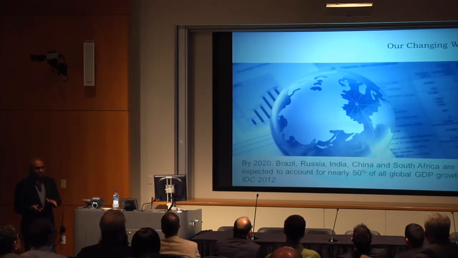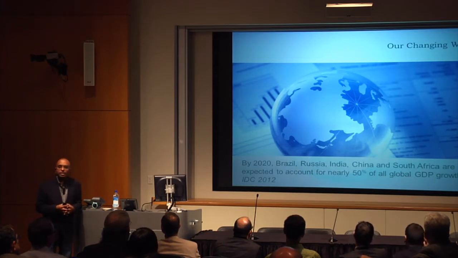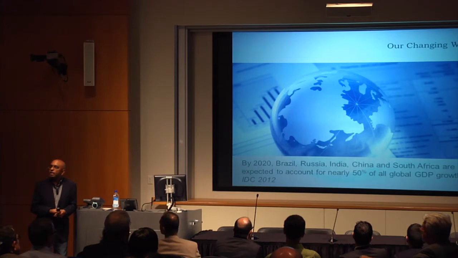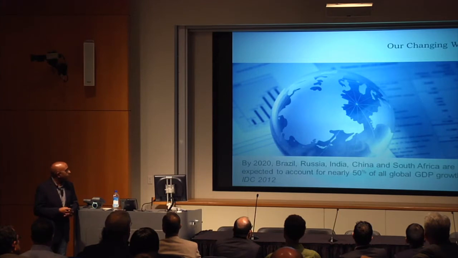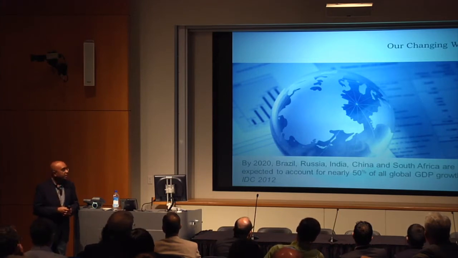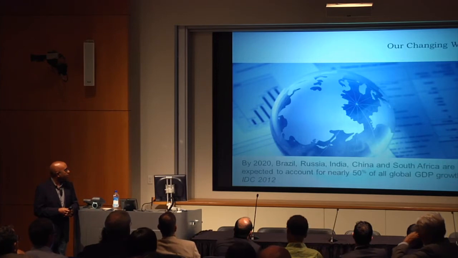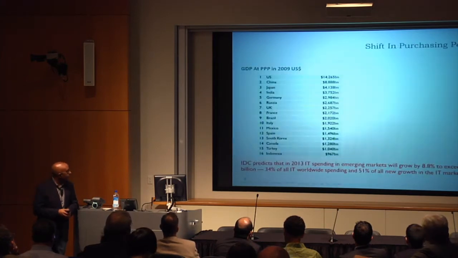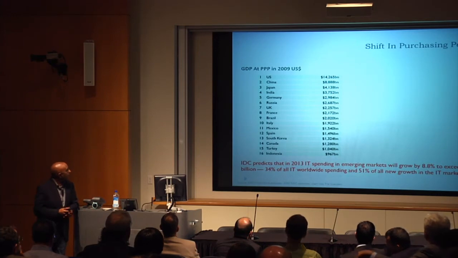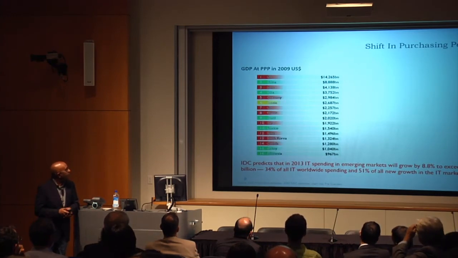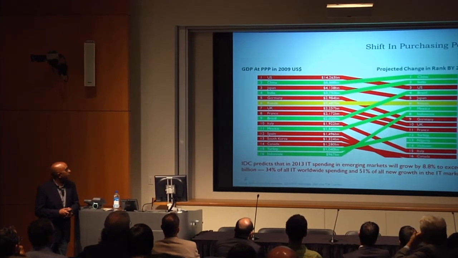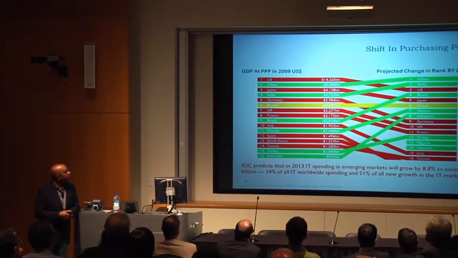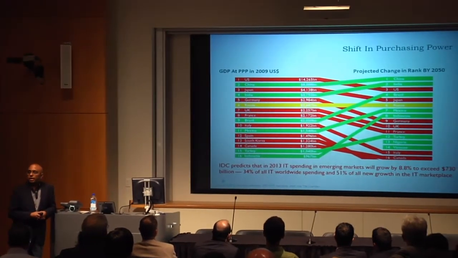So stepping back from big data and petabytes and all of these things, let's just look at what's happening in the world right now in terms of the economic models and the economic situation. So by 2020, these countries, Brazil, China, Russia, India, and South Africa, are expected to account for about half of all GDP growth in the world. This is a tremendous change. I don't need to tell this audience that. Currently, if you look at the rankings of different countries, the US is at the top at about $14 trillion, I should say, in the economy. But by 2050, it's going to change.